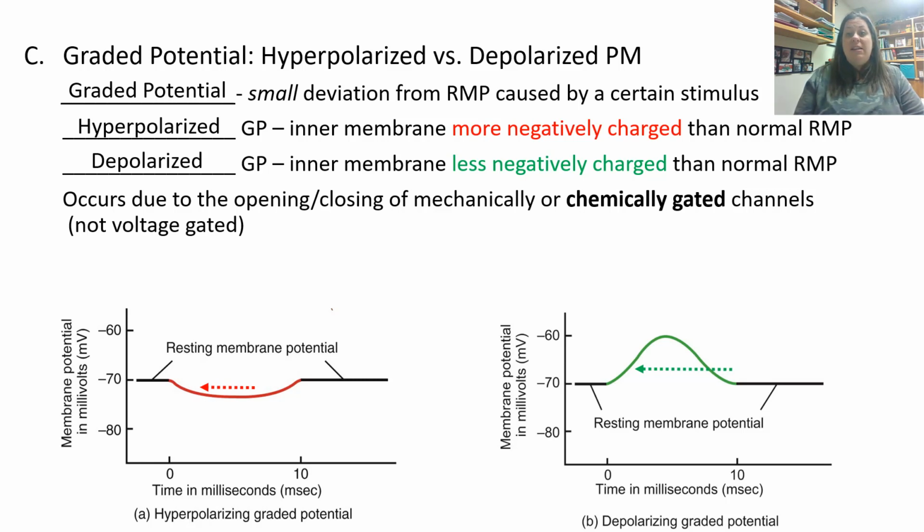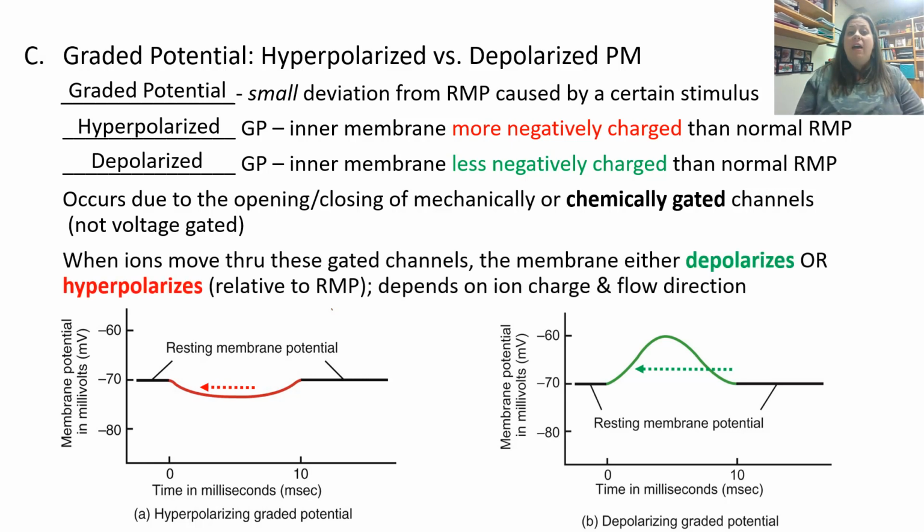And a lot of times it's going to be these chemically gated channels due to neurotransmitters. There are no voltage gated channels that are part of this graded potential. When ions move through these graded channels, the membranes will either depolarize or hyperpolarize the membrane. This does depend on the charge of the ions and if they're flowing into the cell or out of the cell. So when we look at this, if a cell becomes hyperpolarized, the membrane starts to become more inhibited. But if a cell becomes depolarized, we see that it's going to cause that membrane to become more excitable.